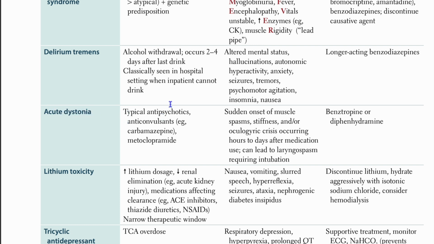Acute dystonia is caused by typical antipsychotics and anticonvulsants, for example, carbamazepine, and metoclopramide. It's important that metoclopramide can cause acute dystonia, and the same for carbamazepine. So what is acute dystonia? It's sudden onset of muscle spasms, stiffness, and/or oculogyric crisis occurring hours to days after medication use. It can lead to laryngospasm requiring intubation, so that's important. Treatment is benztropine or diphenhydramine.